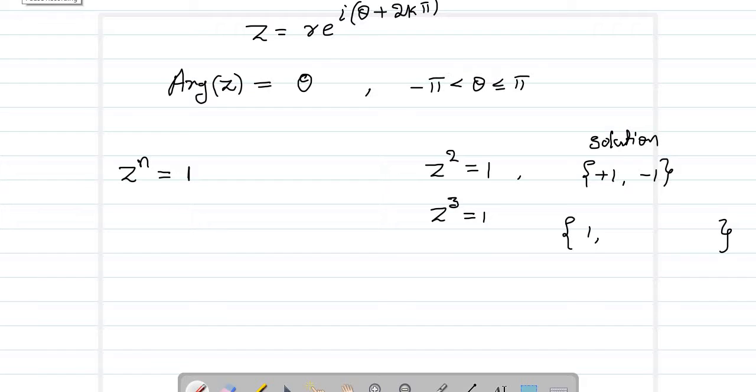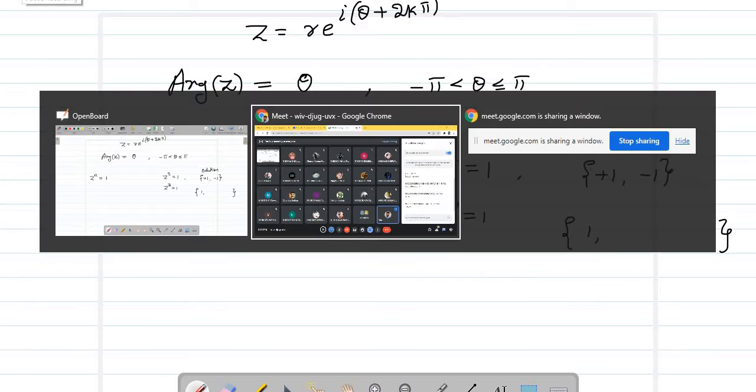How about the rest? We know it is going to have 3 solutions because it is a third degree polynomial. It possesses 3 solutions. So I know one solution. What are the remaining 2 solutions? Are they real numbers or complex numbers? The remaining solutions.